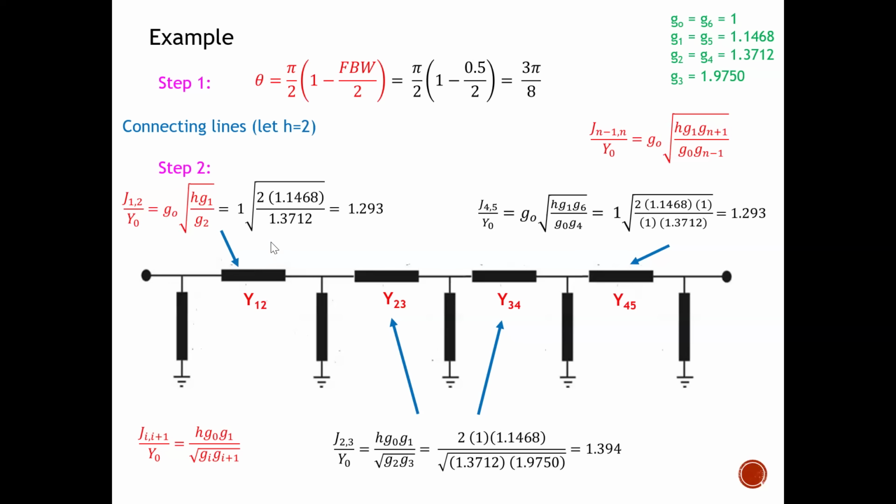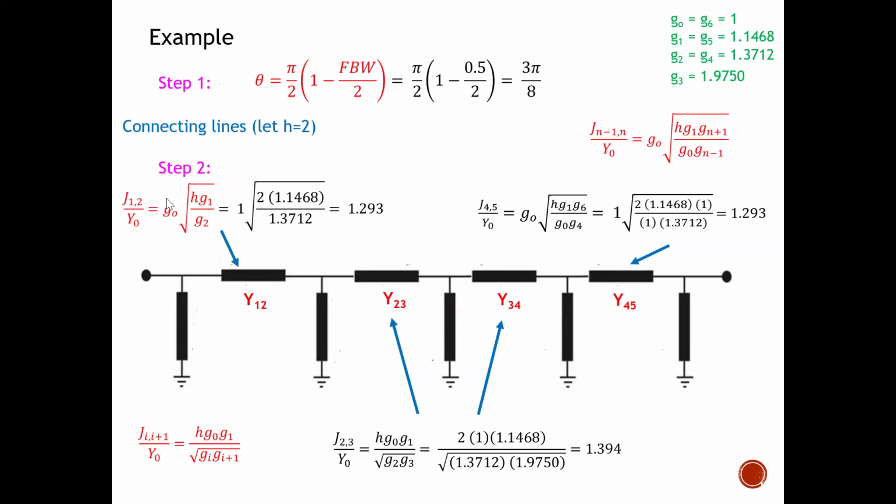So let's come to step number 2. As I mentioned earlier on, the first one and the last one will have a unique formula to calculate. If you use these two, you will actually get the same number because the filter is symmetric. So Y12 will be equal to Y45.